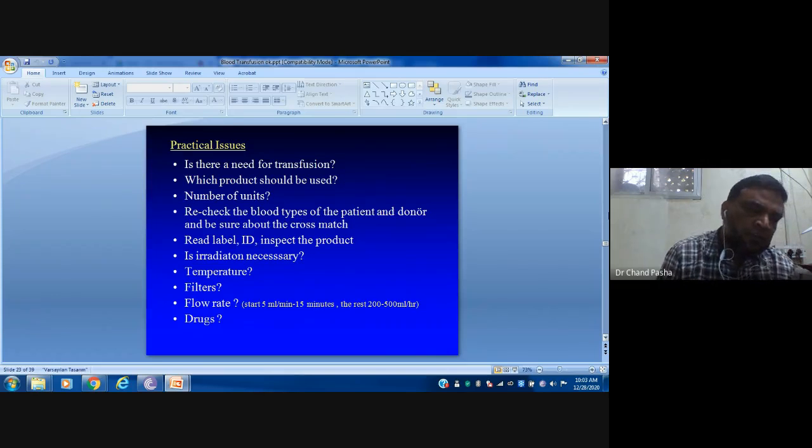Suppose somebody has walked in today and given blood, and it has to be transfused by evening or within 1 hour, then it should be irradiated. Also consider the temperature at which it should be transfused, and whether filters are required. Flow rate generally starts at 5 ml per minute for 15 minutes, then the rest at 200 to 500 ml per hour. And drugs, like some compressive drugs, may be required.